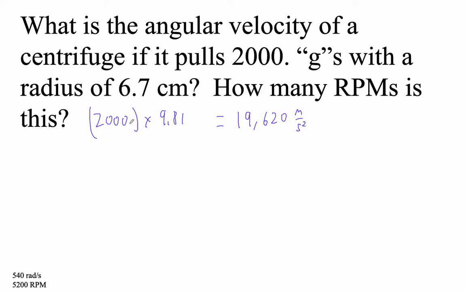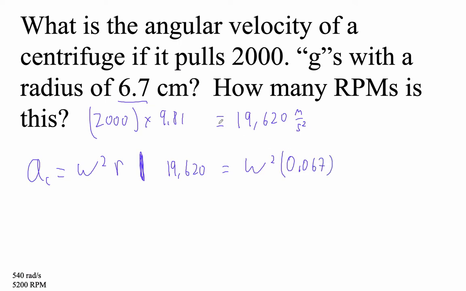So that's the first thing, is that 2,000 Gs is that, right? Okay, so now the next thing is we're going to use this guy. Centripetal acceleration is omega squared r. So 19,620 is omega squared times, here's our radius, 0.067. So don't let the centimeters fool you.